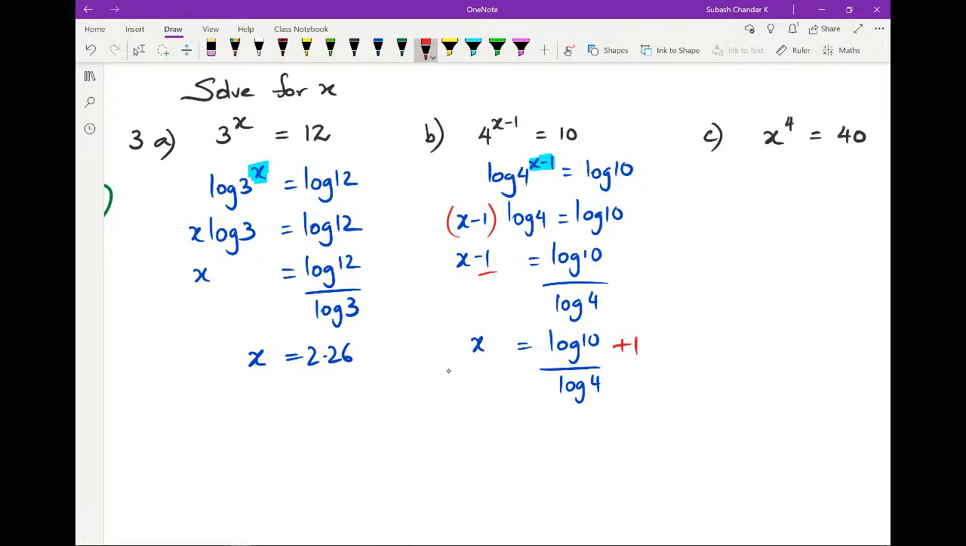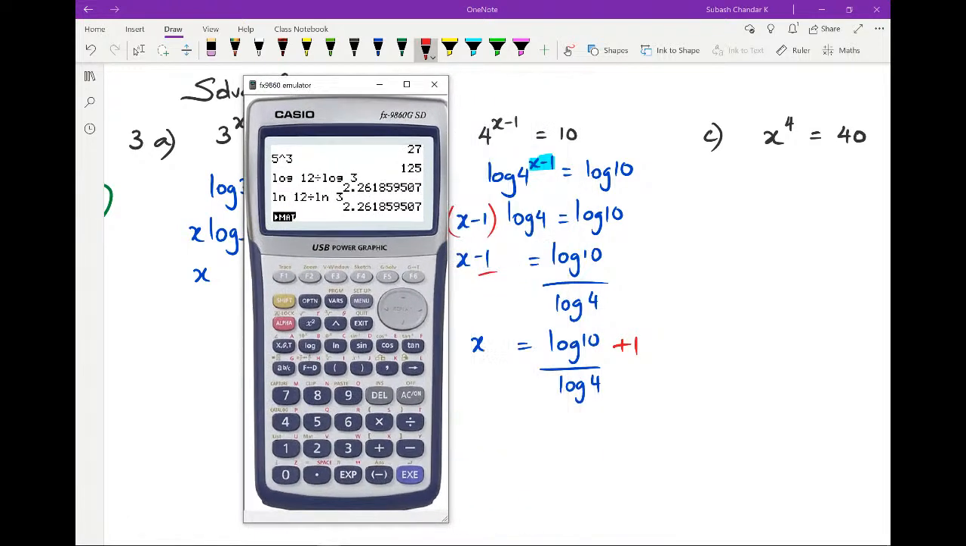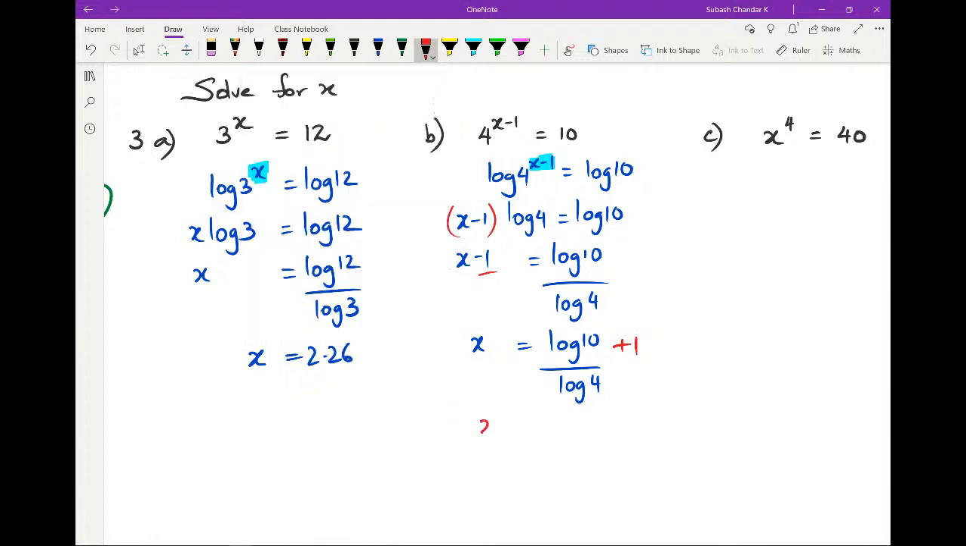This would be, yes, this would be an achieved question as well. So in this case, we're just going to do that all in one line. But just make sure you put that log 10 over log 4 in a bracket, and then we're going to go plus 1. So we're going to get x is equal to 2.66. Yep, another achieved question.